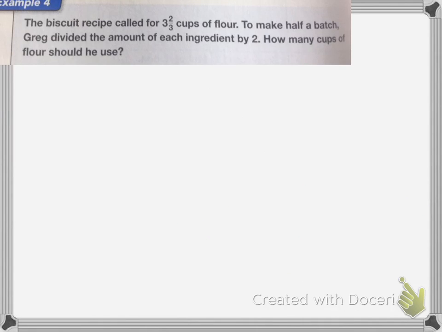Okay, in this problem it says the biscuit recipe called for 3 2/3 cups of flour. To make half a batch, Greg divided the amount of each ingredient by 2. How many cups of flour should he use? So what I'm doing is I'm taking 3 2/3 and I'm dividing it by 2.